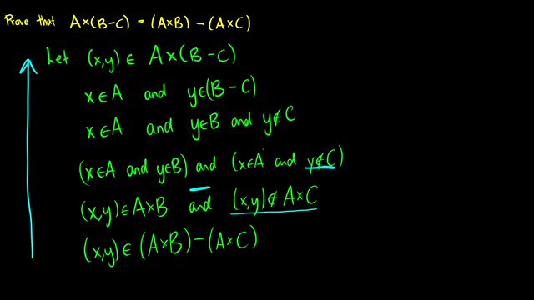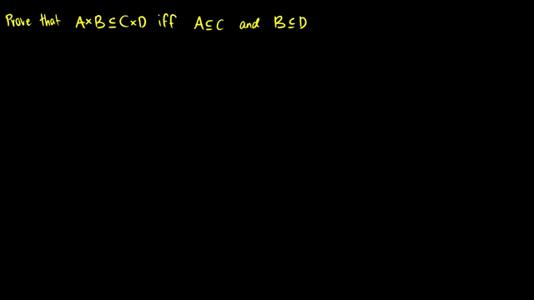Okay, so the next question. Prove that A cross B is a subset of C cross D if A is a subset of C and B is a subset of D. Okay, so for our first direction, we're going to assume that A is a subset of C and B is a subset of D, and then we're going to let a pair (x, y) be in A cross B.